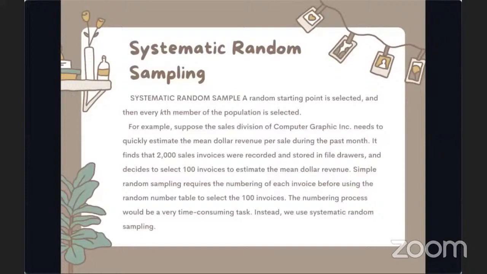2,000 sales invoices were recorded and stored in file drawers, and decides to select 100 invoices to estimate the mean dollar revenue. Simple random sampling requires the numbering of each invoice before using a random number table to select the 100 invoices. The numbering process would be a very time-consuming task. Instead, we use systematic random sampling.